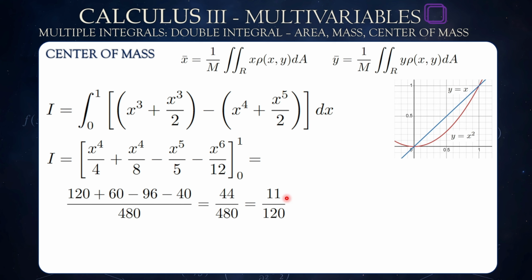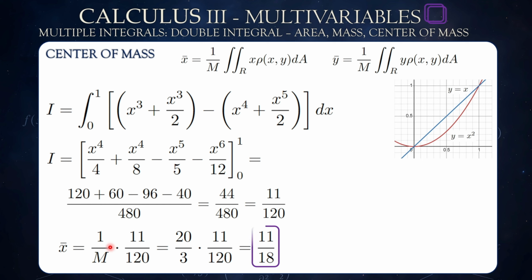Now let's find the center of gravity, x coordinate. It is equal to 1 over m times 11 divided by 120, which is 20 divided by 3 times 11 over 120, or 11 over 18.